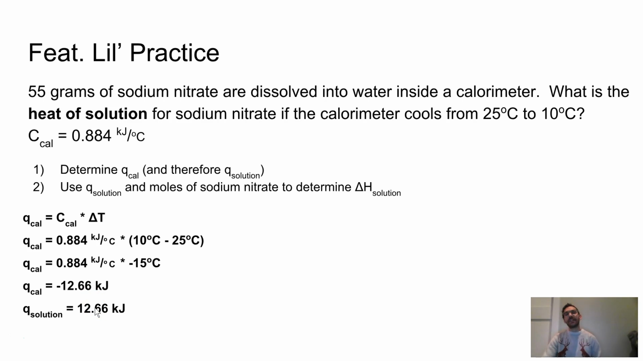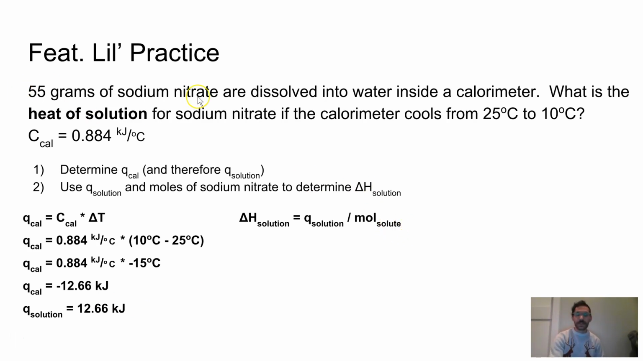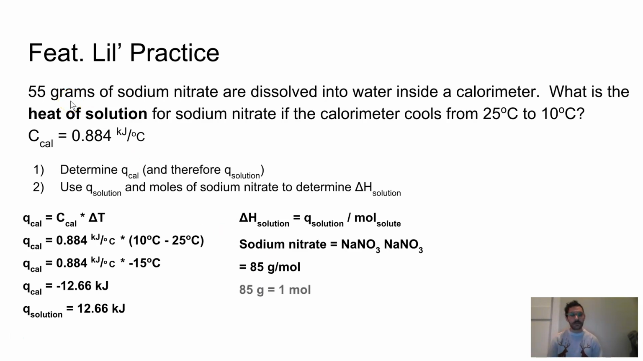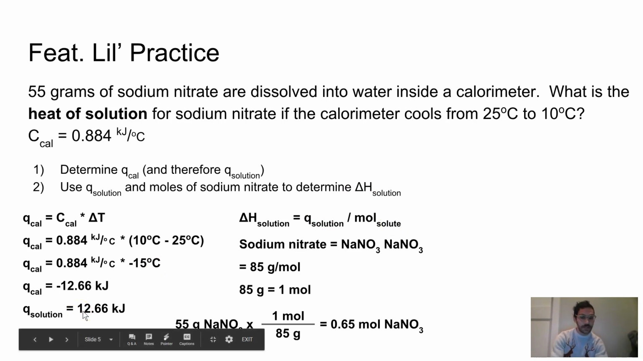But we want to figure out how much heat it is per mole of sodium nitrate to get this ΔH. So we need to figure out the moles of that solute, the one that gets dissolved, the sodium nitrate. My text box came in a little weird, but it's supposed to say NaNO3, sodium nitrate, is equal to 85 grams per mole. So we've got our molar mass, and now we can take our grams and convert that into moles. This problem's a little spicy. Now that we've got our moles of sodium nitrate, we can figure out ΔH, because we need the heat per mole. And we know the heat that the solution absorbed is positive.